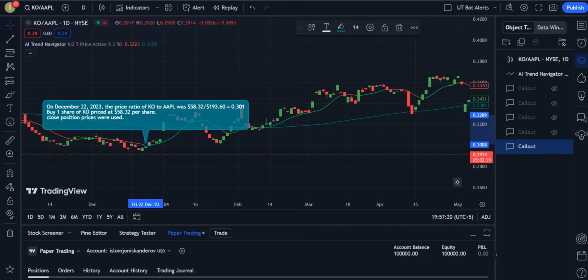And we use the closed position prices. What that means is that the prices that you see here, the $58.32 for Coca-Cola and the $193.60 for Apple, those prices reflect the prices during the closing time of the stock exchange on December 22nd, 2023. So that's that.